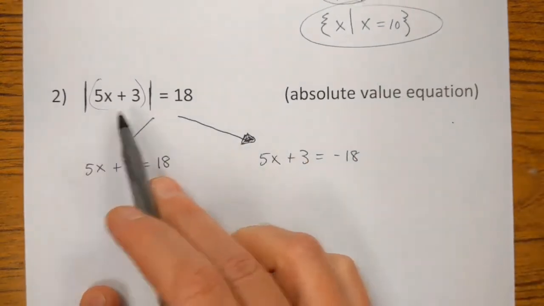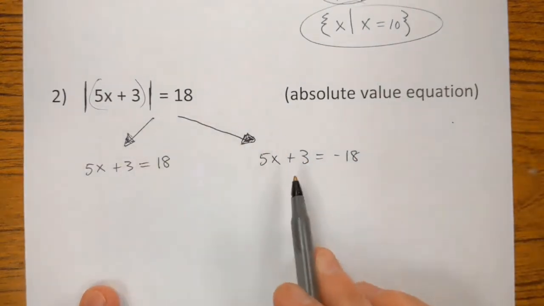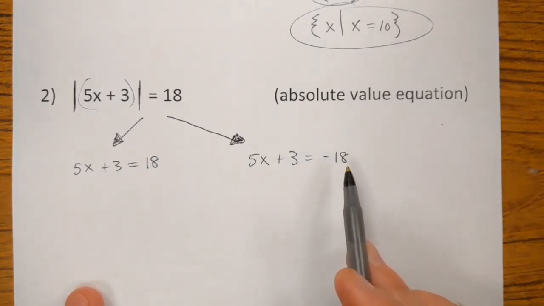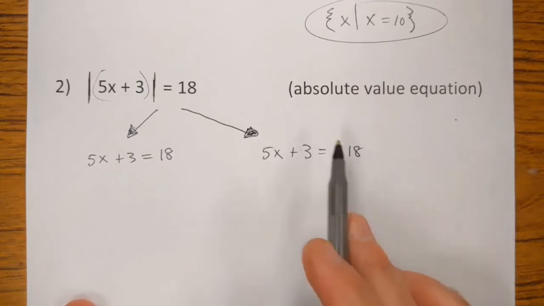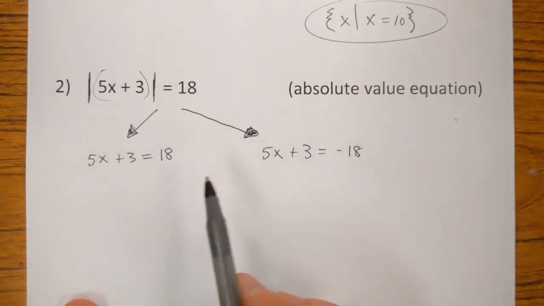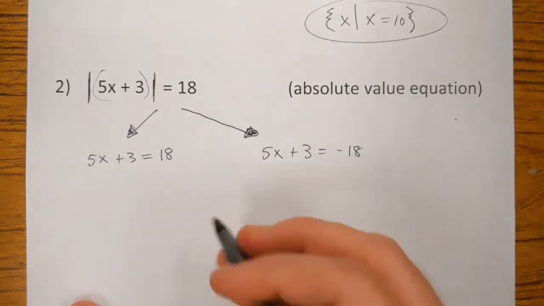Another way that this equation could be true is if the 5x plus 3 were to equal negative 18, because we also know that the absolute value of negative 18 is equal to positive 18. So here we have this equation that is going to have two possible outcomes that will make it true, and we're just going to solve each one of these separately.